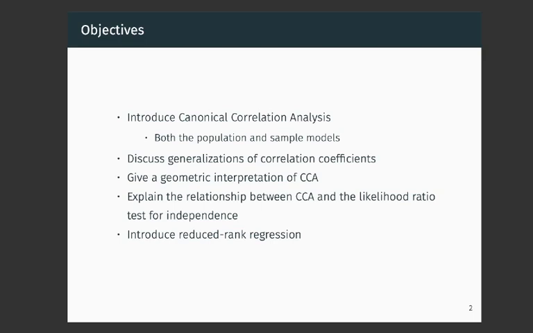Then I'll give a geometric interpretation of CCA, then explain the relationship between CCA and the likelihood ratio test for independence that we covered in our lectures on the tests for covariance matrices. And then finally, I'll introduce reduced rank regression and discuss how it relates to canonical correlation analysis.